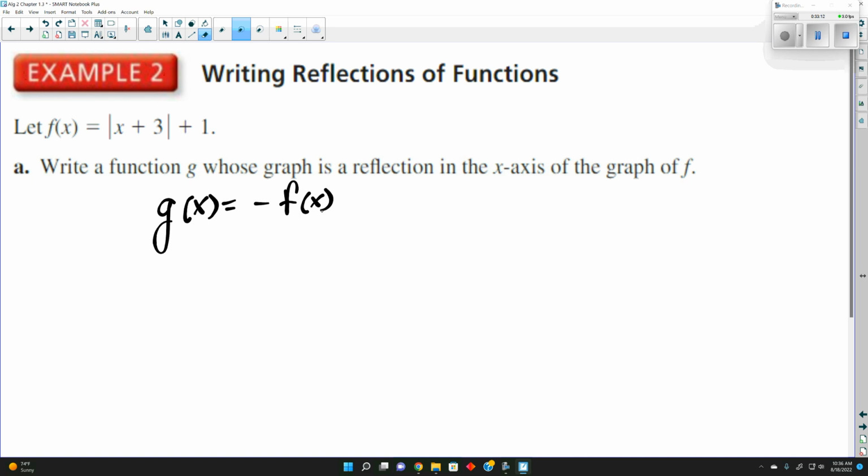Any questions on this so far? So what is f of x? Well, f of x is our absolute value of x plus 3 plus 1, yes? That's still just f of x, so I'm going to replace the function with it. Questions on this so far?